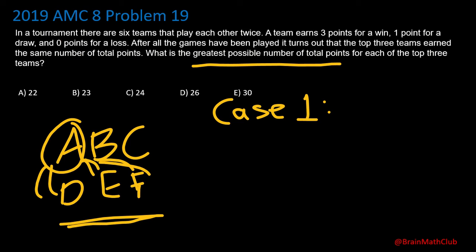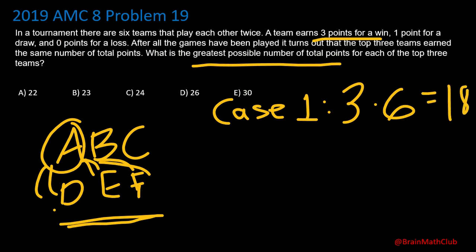So that would result in a total of 3 times 6 points. Basically, A played 6 games, and A won all 6 games, making A earn 3 points for each game. So that is equal to 18 points. Now case 2.